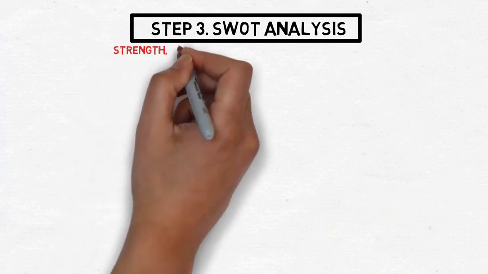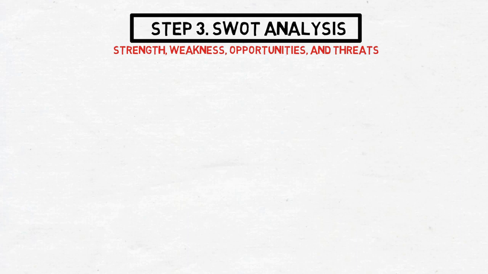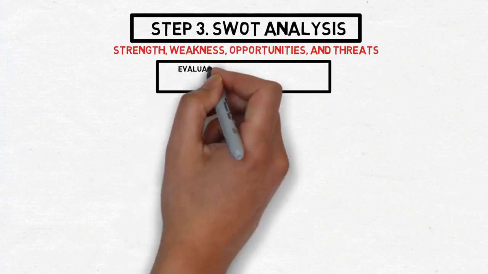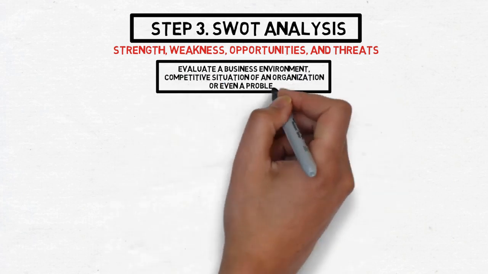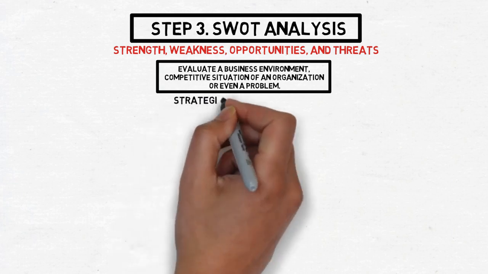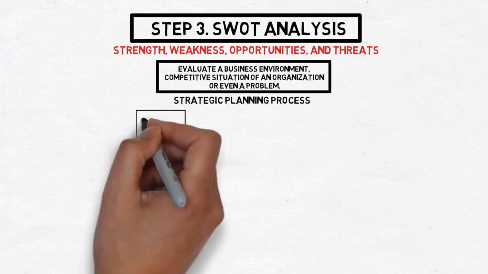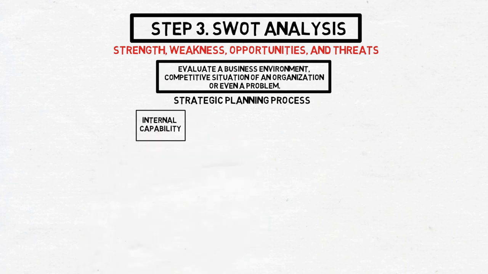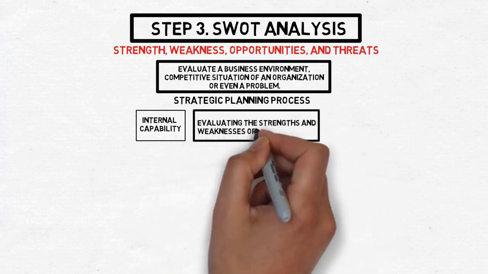Step 3. SWOT analysis. SWOT is an abbreviation for strengths, weaknesses, opportunities, and threats. It is a situational analytical tool to evaluate a business environment, competitive situation of an organization, or even a problem. A full SWOT analysis is normally used as an additional tool to the strategic planning process. Otherwise, it may be used for other situations such as internal capability, i.e., evaluating the strengths and weaknesses of your own capability.